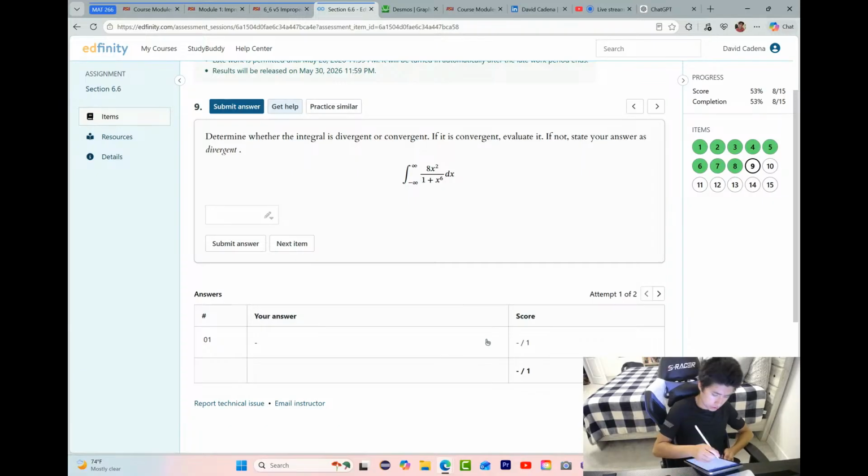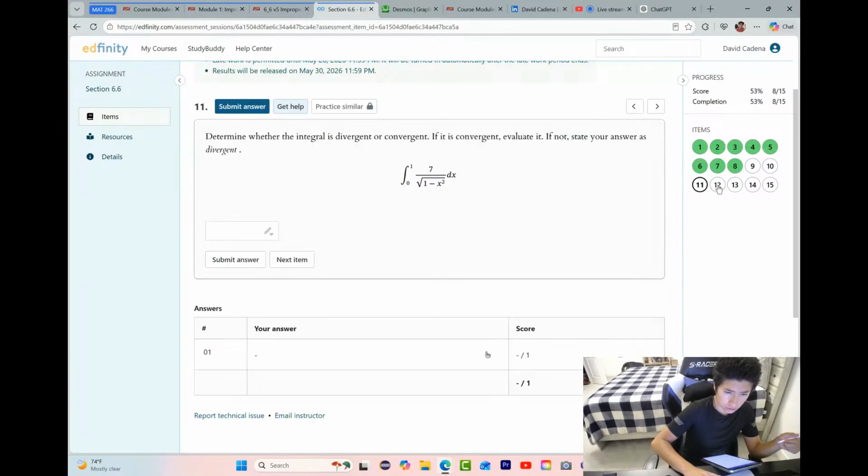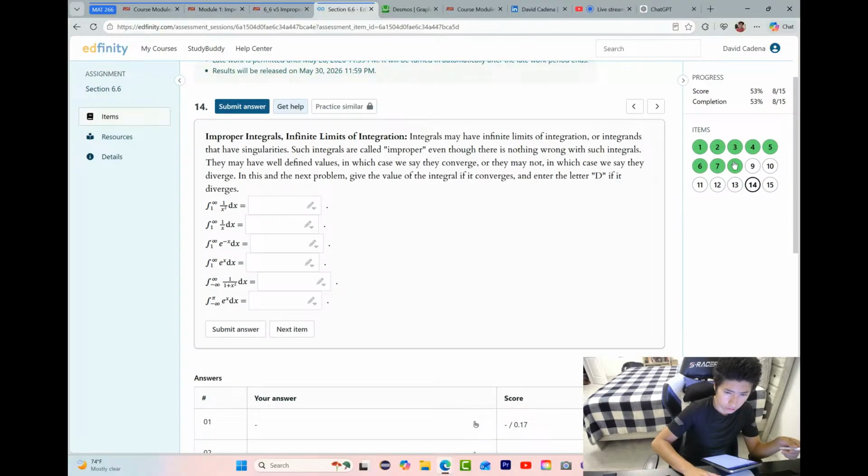Let's see. So okay, we have a power in the denominator that's much greater than the numerator. You know, I don't think that helps with anything. Hold on, bro. Oh, gotcha. Here we have x to the 6. Hold on. What are the next questions? We have that, we have that. Gotcha.